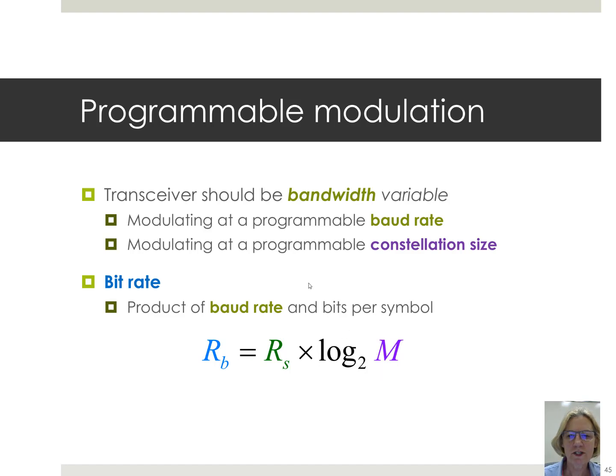So I want to be able to adjust the bandwidth, and when I say adjust the bandwidth, that's really the baud rate, because the baud rate determines how much bandwidth I occupy. And how much information I actually get to transmit through the signal is this product. So higher M, higher bit rate. More bandwidth, higher baud rate, more bit rate.